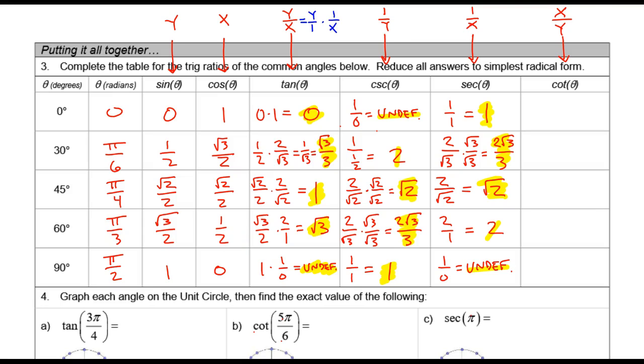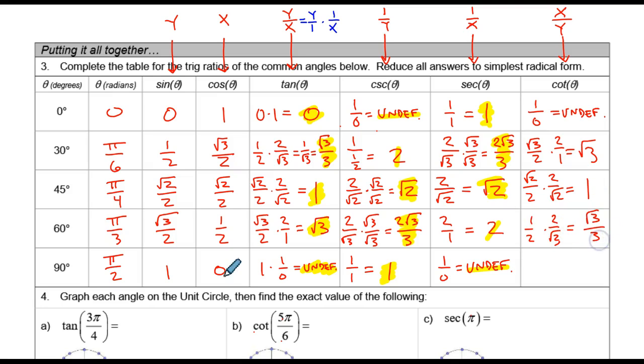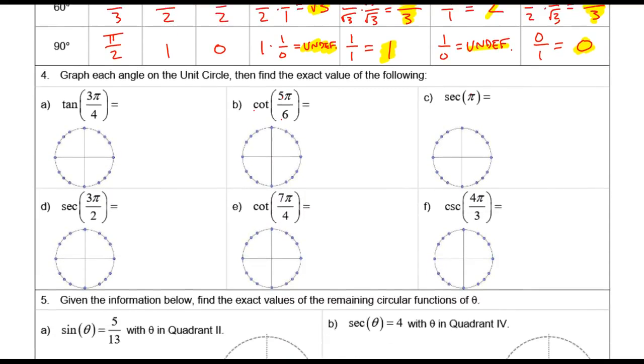Now, cotangent, we're doing x over y, or cosine over sine. All right, folks, there's your cotangent ratios. We have undefined, root 3, 1, root 3 over 3, and 0. Again, you don't need to memorize these, but you do need to be able to construct them on demand if need be. Let's move down here into example 4.